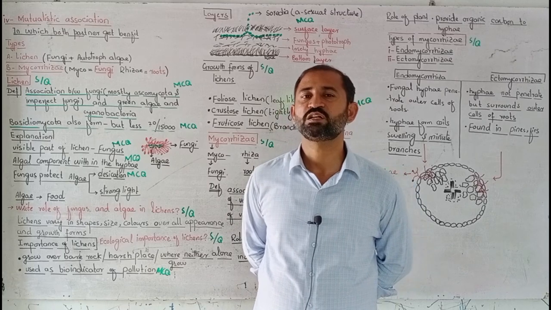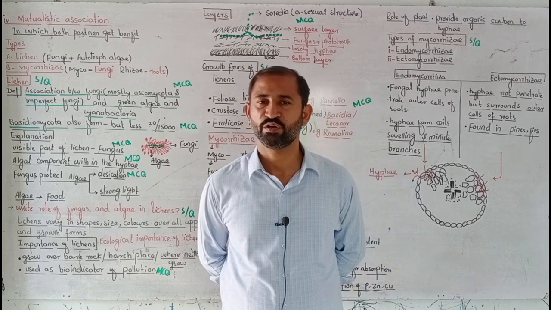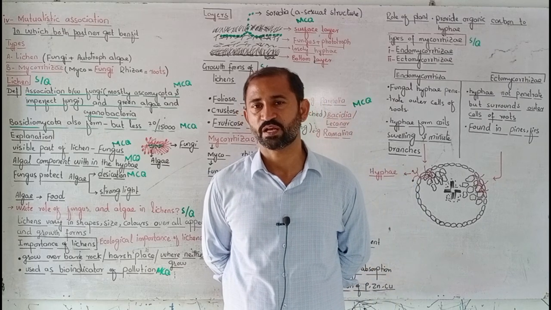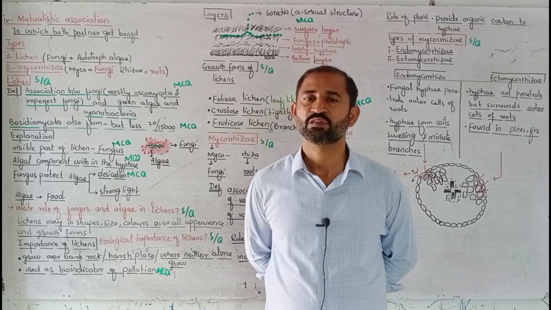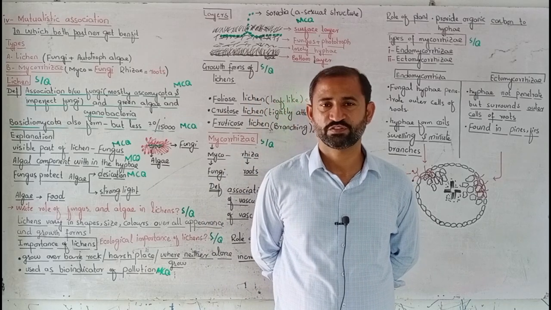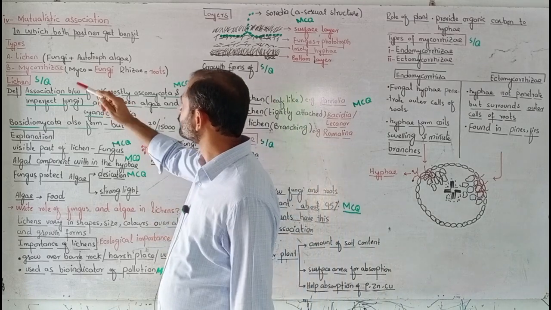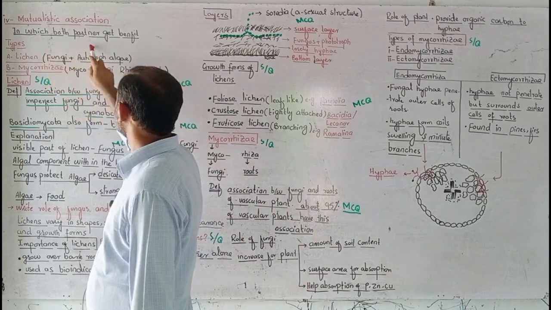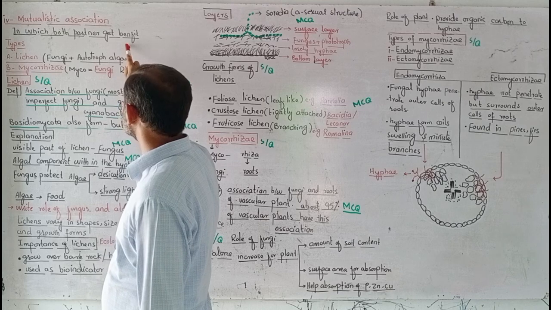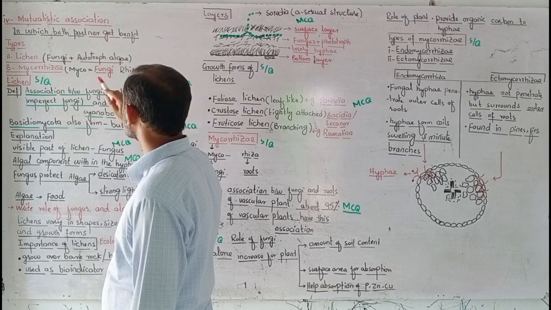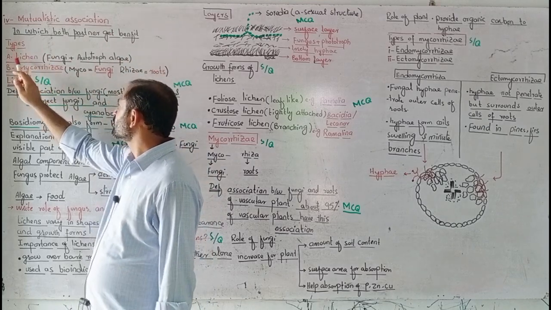Means neither partner is harmed or remains neutral. No, both partners get benefit from each other. That is known as mutualistic association. And this line is about mutualistic association, in which both partners get benefit. This is mutualistic association. And number two, their types.